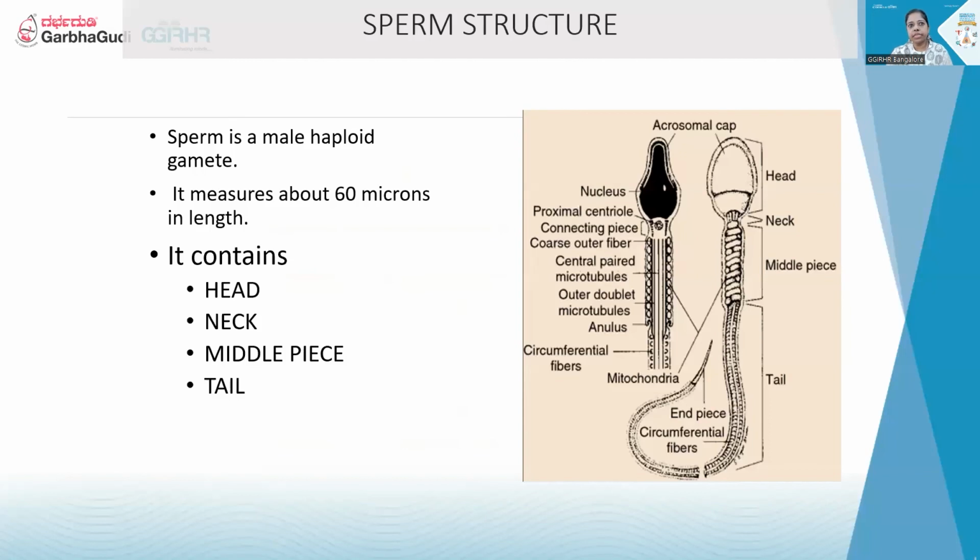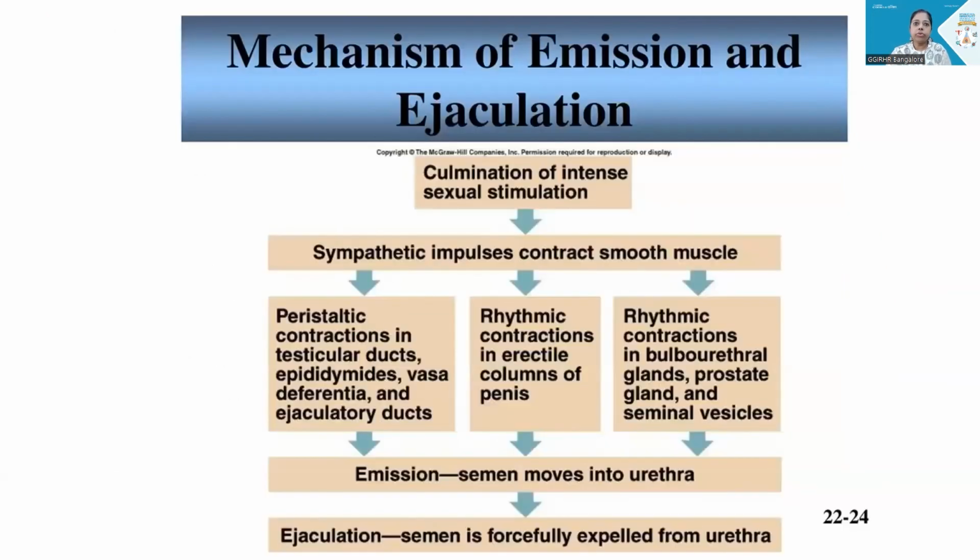Coming to the sperm structure, sperm is a male haploid gamete. So we need to know in these phases if there is any issue with the ductal system, the anatomy, or any injury to the testis. We need to ask for the history of premature ejaculation or erectile dysfunction, and then we can look at the functional modality, the endocrine modality or the anatomical contribution, which can help in the diagnosis.